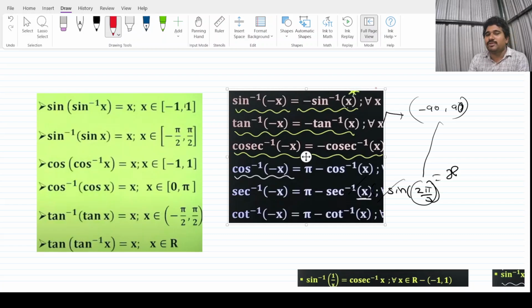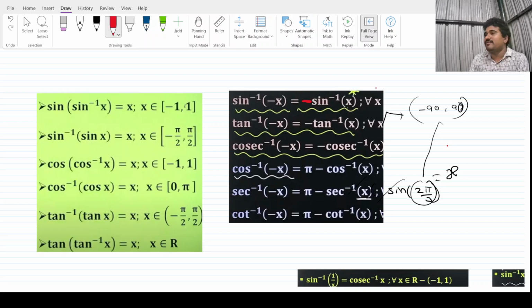Write down the next properties. Sine inverse of minus x. The negative inside sine comes out. Keep this in mind: the negative inside sine will come out as minus sine inverse x. Is that clear for everybody?